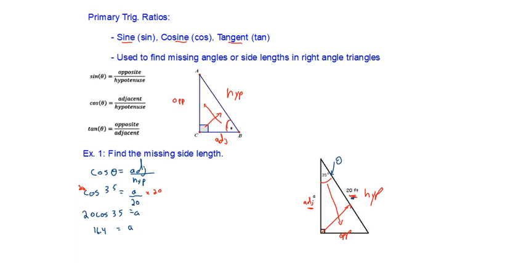So there's our first example. We found the missing side length. A is equal to 16.4. So this side length here would be 16.4. The units would be feet, since the other side length was also measured in feet. All right, we'll do two more examples.